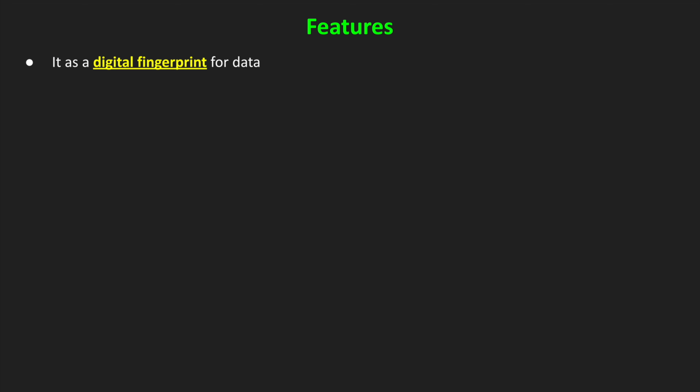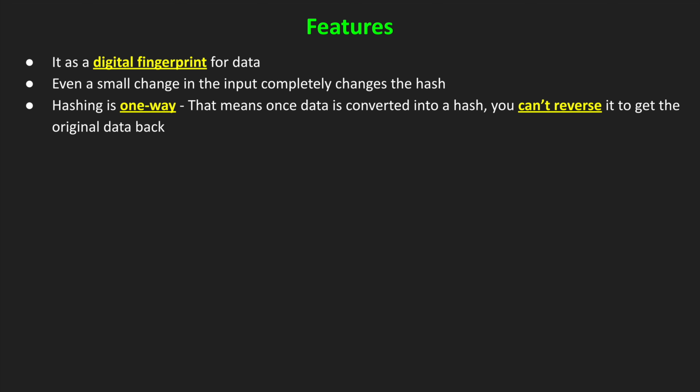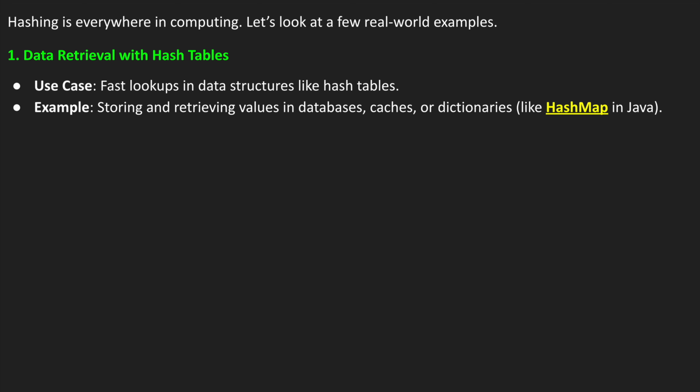So what are the features of hashing? The first one is that it is a digital fingerprint for data, and another one is that even a small change in the input completely changes the hash. As we have seen earlier, if you change a letter from lowercase to uppercase, whatever change you make is reflected in the result of the hashing function. Another important feature is that hashing is one way. That means once the data is converted into a hash, you cannot reverse it back to the original data.